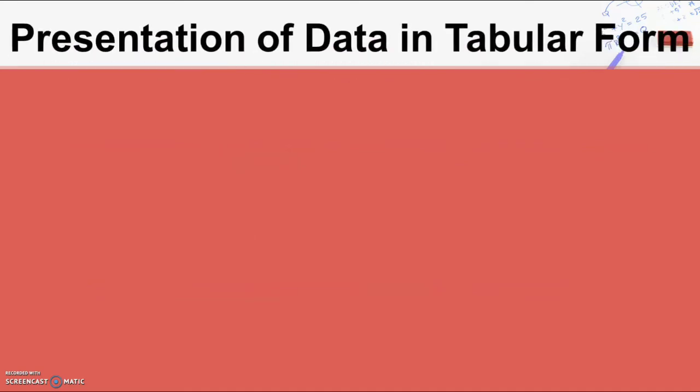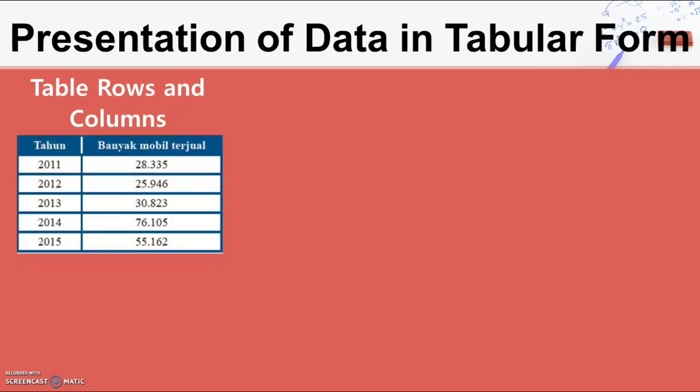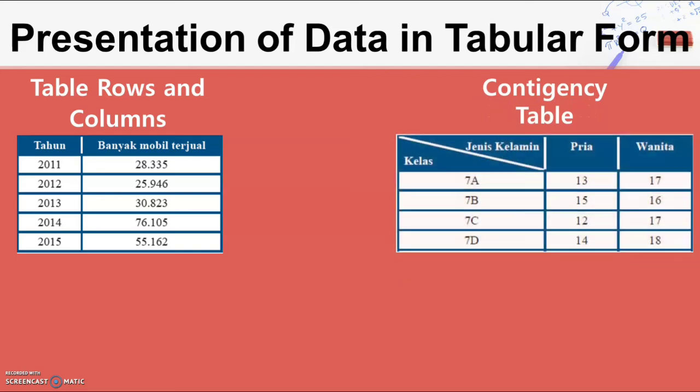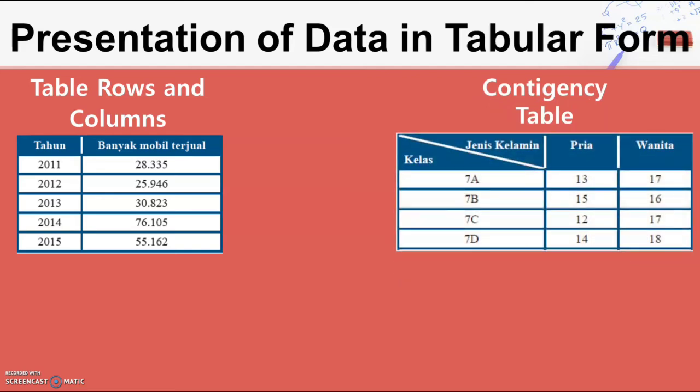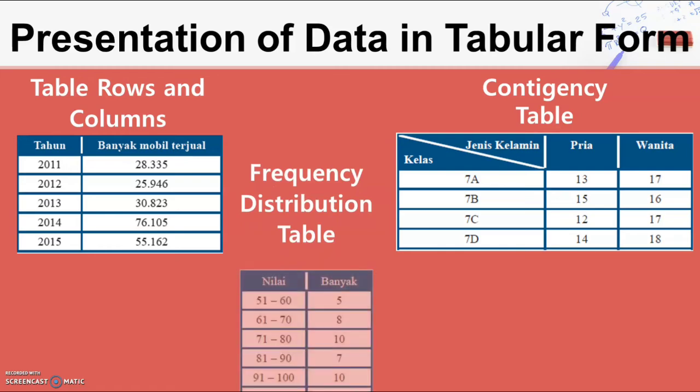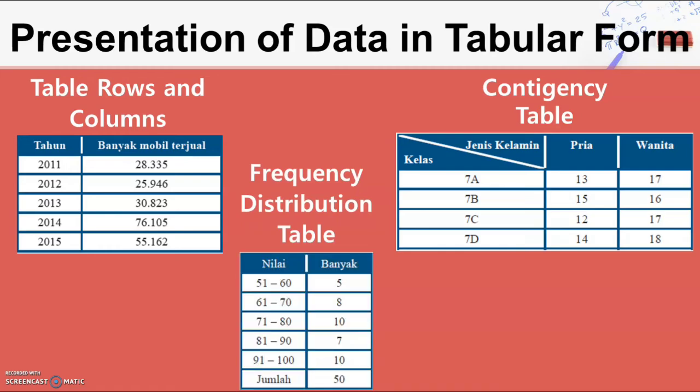Presentation of data in tabular form. In table form, there are three kinds of tables. First, table rows and columns. This table is used for data that only has one category or group. 2. Contingency table. Contingency table is used for data that has more than one category or group. And 3. Frequency distribution table. This table is used for data grouped in intervals of values. Each values interval has a frequency.